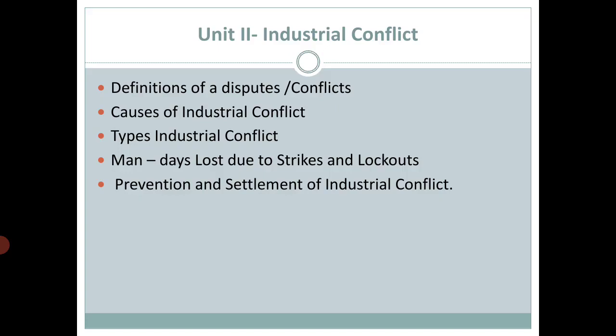Strikes and lockouts. What is a strike? Strike means if an issue is prolonged and not resolved by the employer, the employees react in such a way that they stop working, or they stop the work of the factories or of your organization. Such a phase is called a strike. And what is a lockout? If the strike is extended for a prolonged period, then what happens?